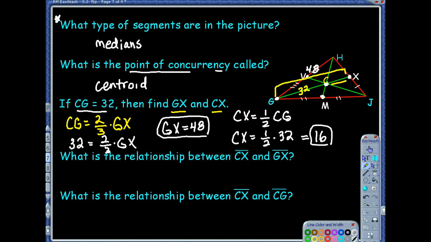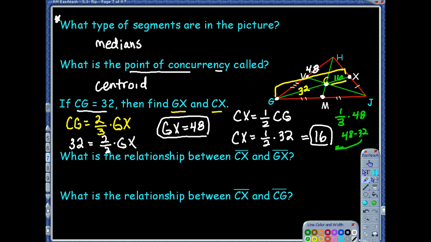Can you think of other ways you could have found the CX that we just found? Since I know that GX was 48, I know that CX is just a third of 48. To me, I like dealing with halves better, but you could have done it either way. You could have also subtracted: if you know this whole thing is 48, do 48 minus 32. That would have gotten you 16.